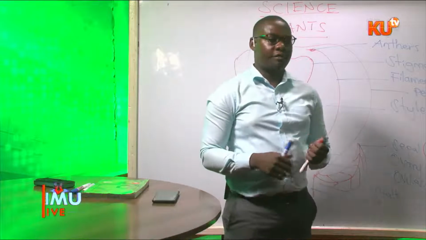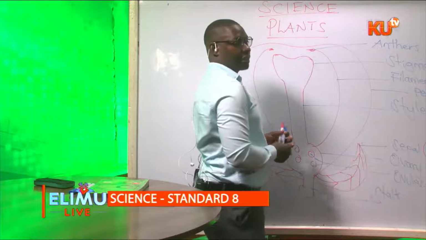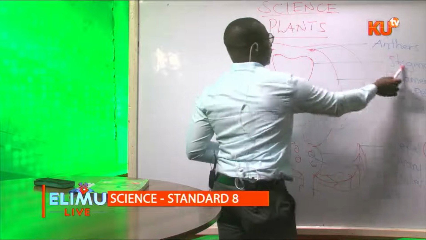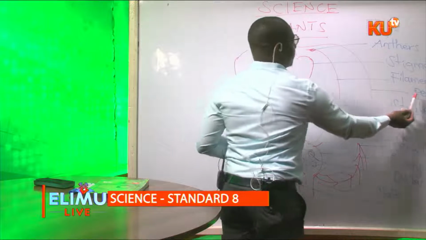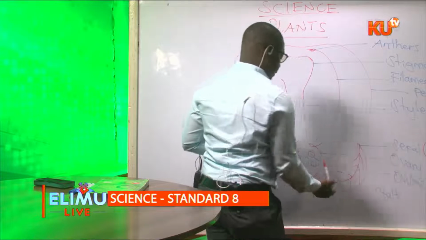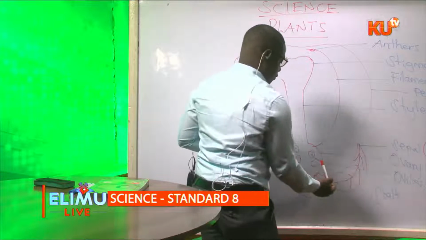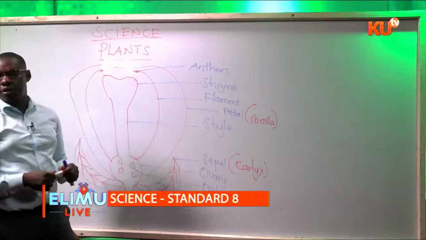If I may repeat, these are the anthers. We have the stigma, which is right here. We have the filament. We have the petals. We have the style. We have the sepals. We have the ovary. We have the ovules. And finally, we have the stalk.